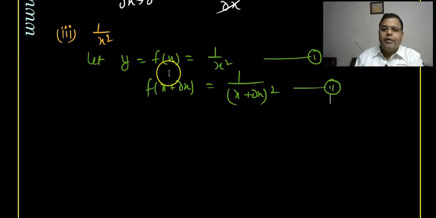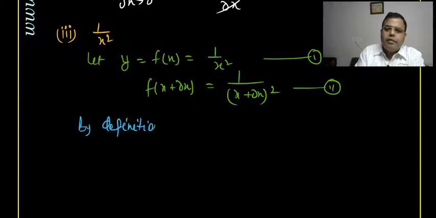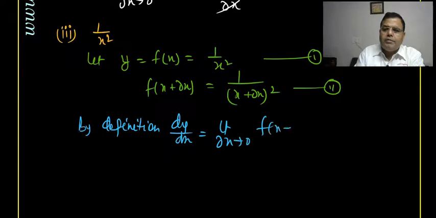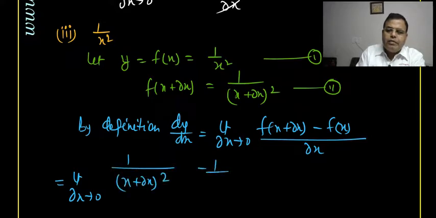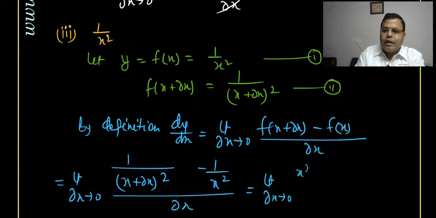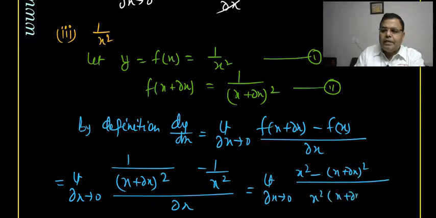Now we can go ahead with dy/dx equal to, therefore, by definition, dy/dx is equal to the limit as Δx tends to 0 of [f(x + Δx) − f(x)] divided by Δx. So we can write this as the limit as Δx tends to 0 of [1/(x + Δx)² − 1/x²] divided by Δx. That can be written as the limit as Δx tends to 0 of [x² − (x + Δx)²] divided by x²(x + Δx)²Δx, isn't it?